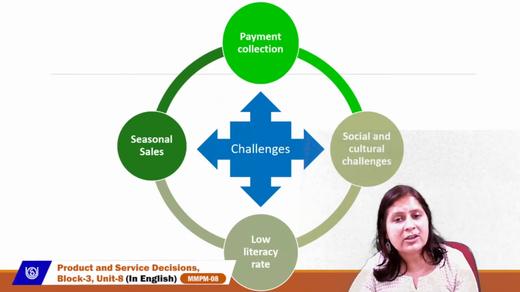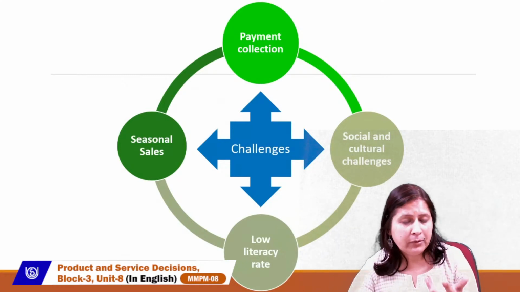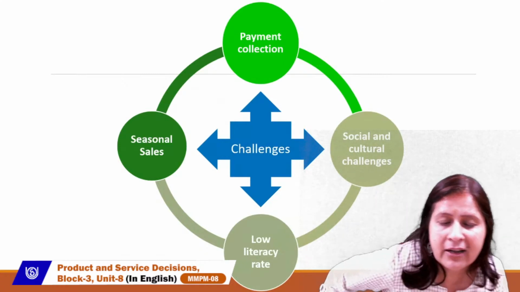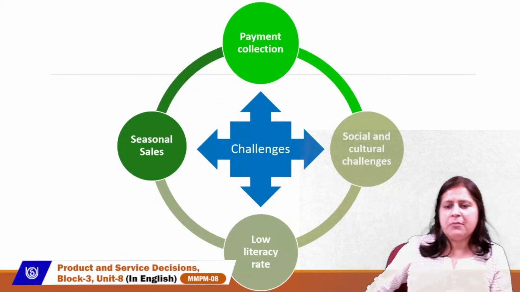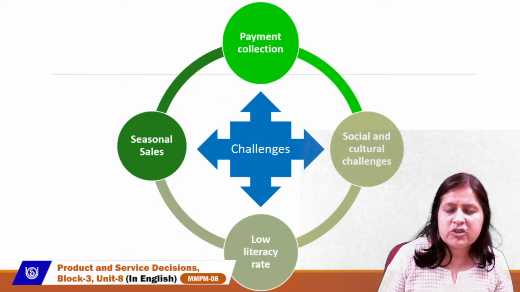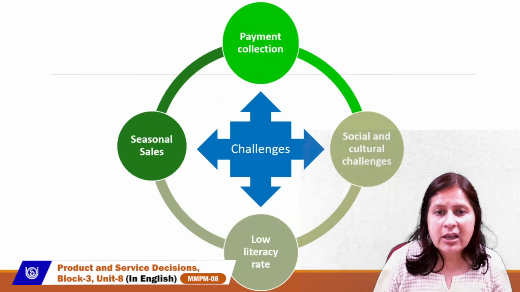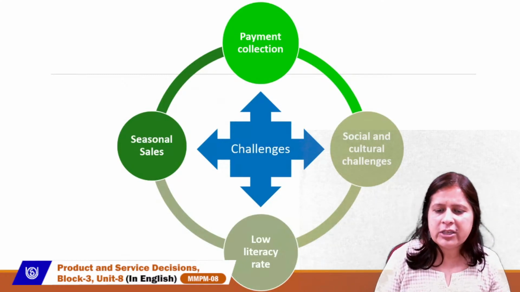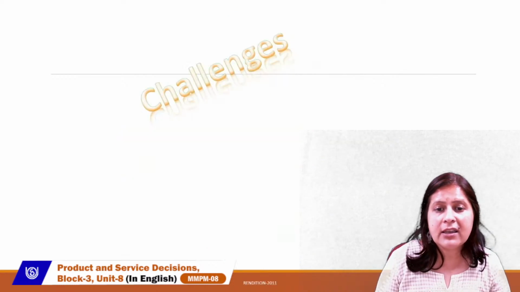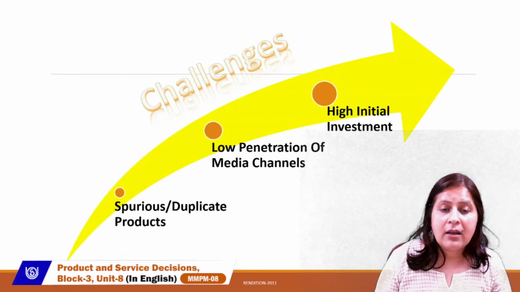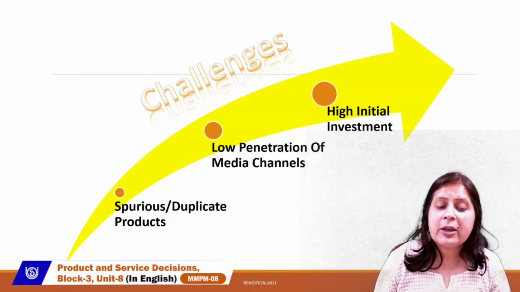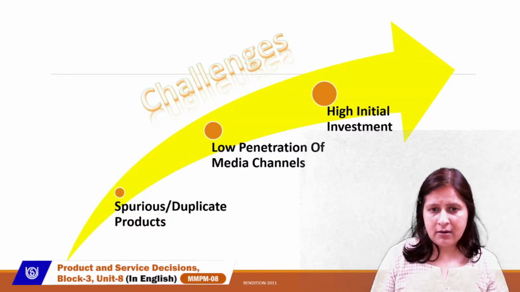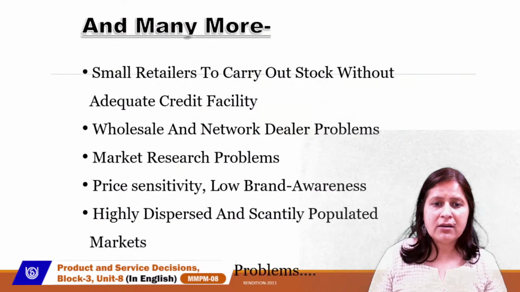Payment collection is a challenge because in rural marketing the credit facility plays an important role, and at times payment collection becomes an important challenge, right? Social and cultural challenges: there are certain social and cultural challenges related to specific types of products, and the low literacy rate is again a challenge, right? Other challenges are that duplicate products are there, right? Low penetration of the media channels, and high initial investments are required.